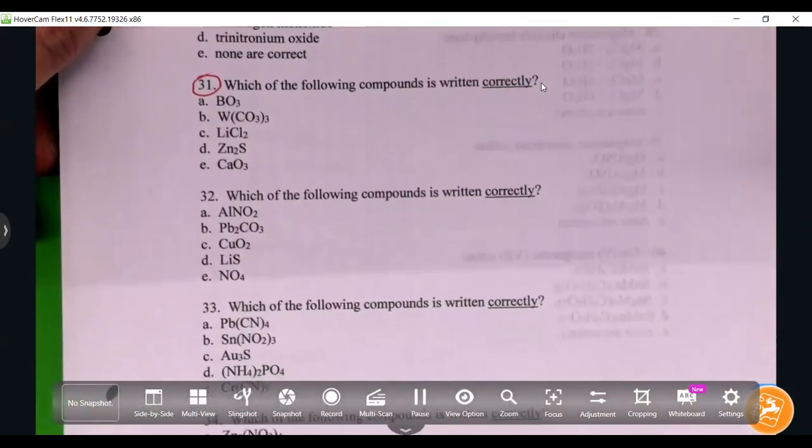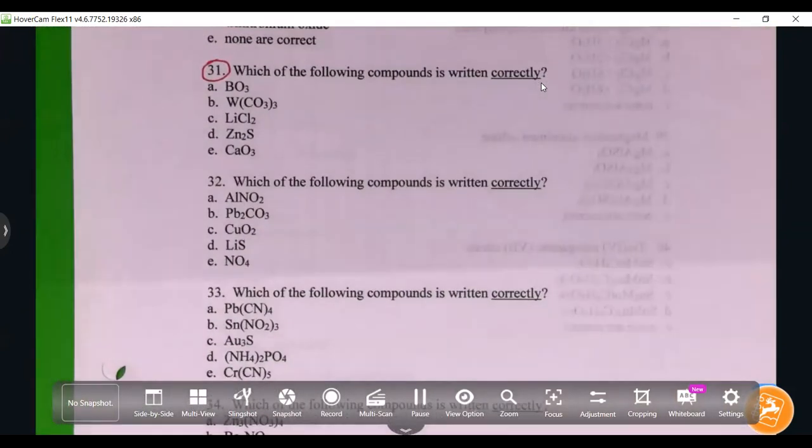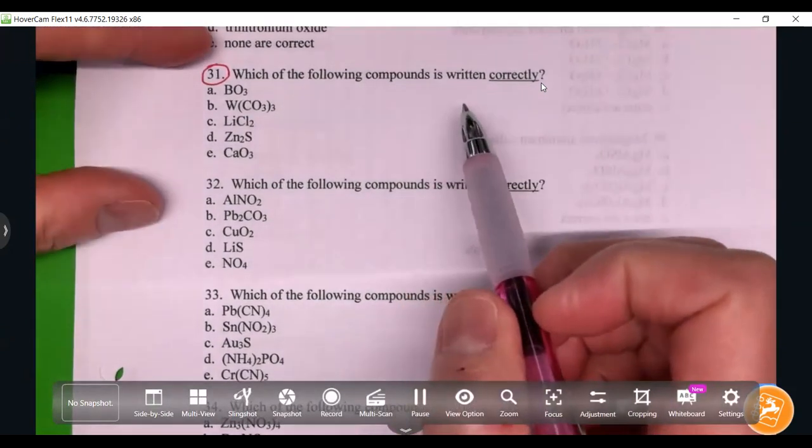I want to show you how to do 31. And maybe you looked at 31, 32, 33 and went, oh, man. I want to look at 2 of them on here. So it says, which of the following compounds is written correctly?